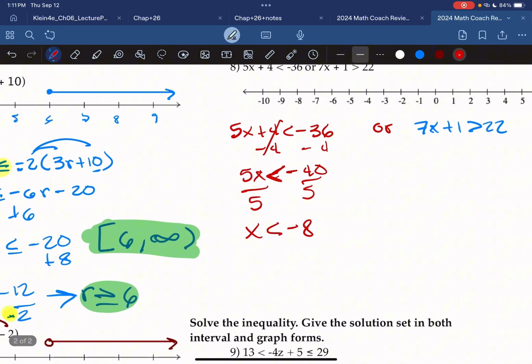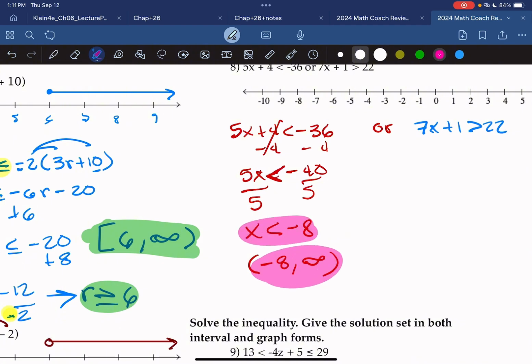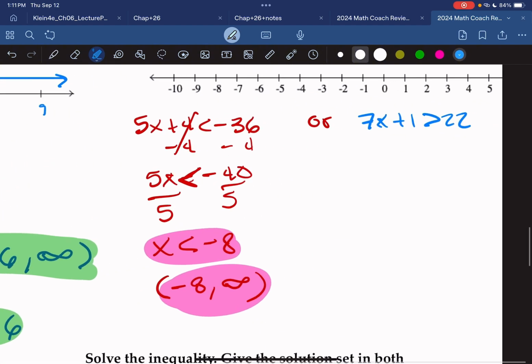And then to write it in interval notation, since it's just a less than and not less than or equal to, it's going to be all in parentheses, so negative infinity, comma, negative 8. So that's interval notation, and then this is what we're going to use to graph. Now let's solve the other one.